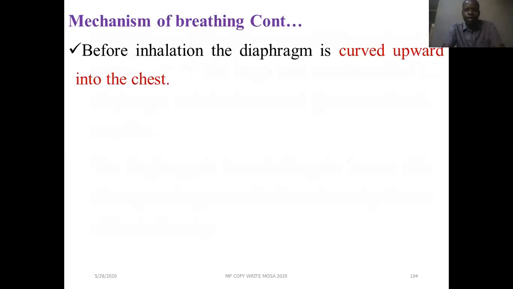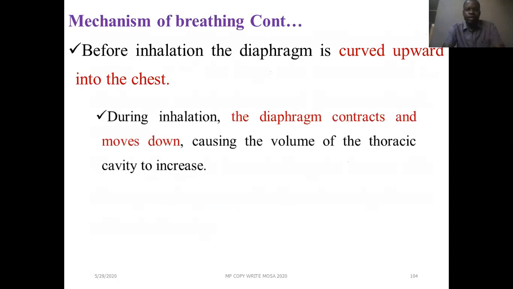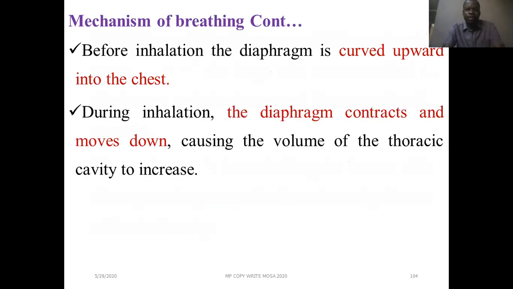Before inhalation, the diaphragm is curved upward into the chest. During inhalation, the diaphragm contracts and moves down, causing the volume of the thoracic cavity to increase. Here, we're just trying to explain that when someone is breathing, before air is taken inside the lungs, the diaphragm is found upwards.